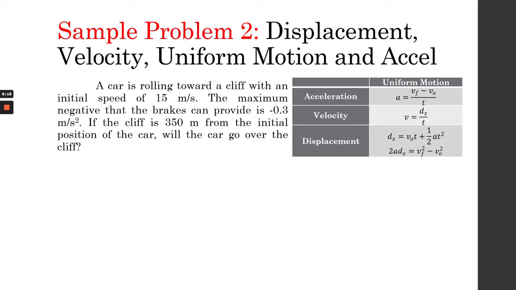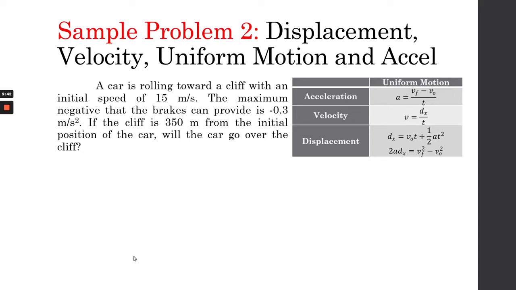A car is rolling towards a cliff with an initial speed of 15 meters per second. The maximum negative that the brake can provide is negative 0.3 meters per second squared. If the cliff is 350 meters from the initial position of the car, will the car go over the cliff?